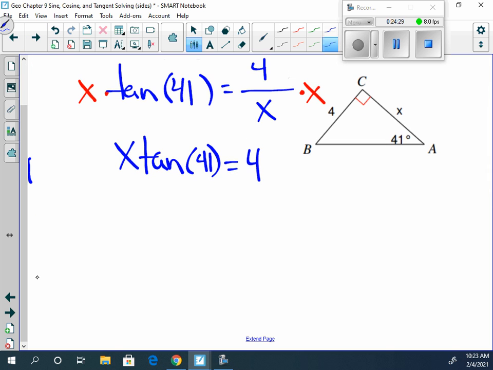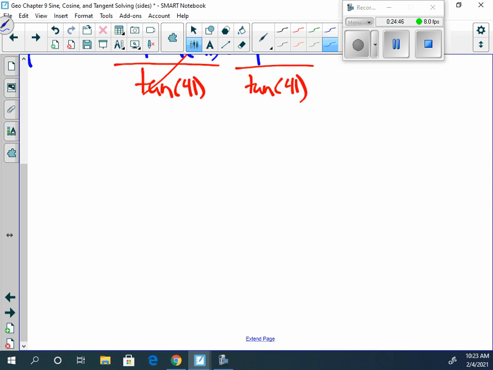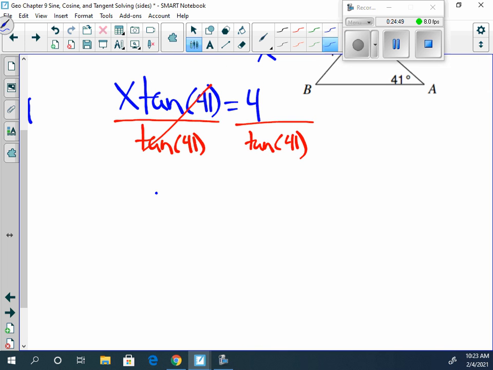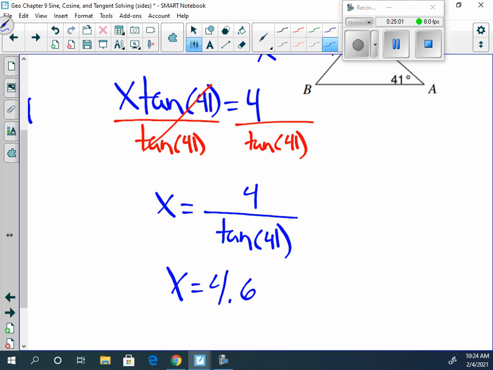Now that we have x out of the bottom of the fraction, we need to get it by itself. We want to divide both sides by tangent of 41, which these two would cancel out. Which leaves us with x is equal to 4 over tangent of 41, and that would give us our answer here. Any questions on this here?